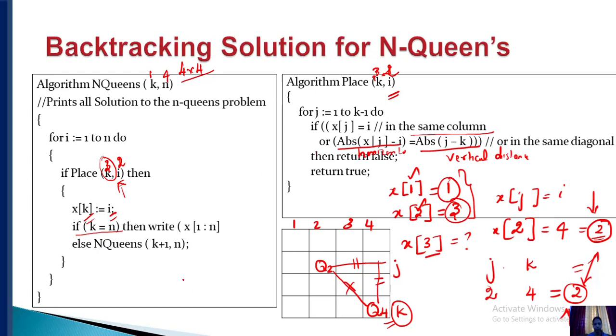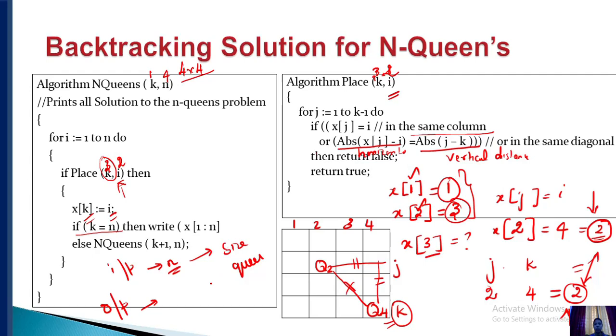So this is how this algorithm works. What is the input for this algorithm? The input is n, the size of the chessboard and the number of queens. And what is the output? We have to give the positions for the n queens.